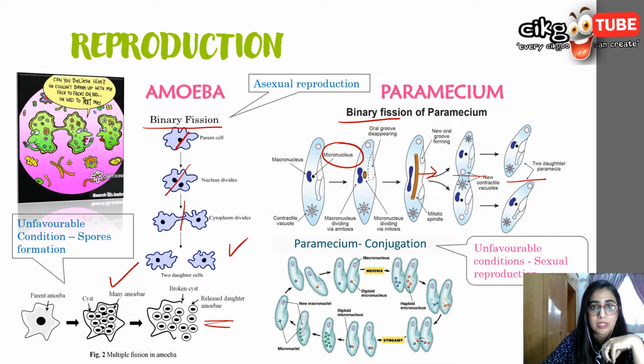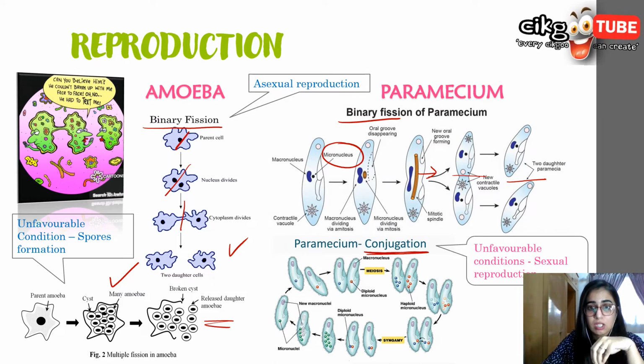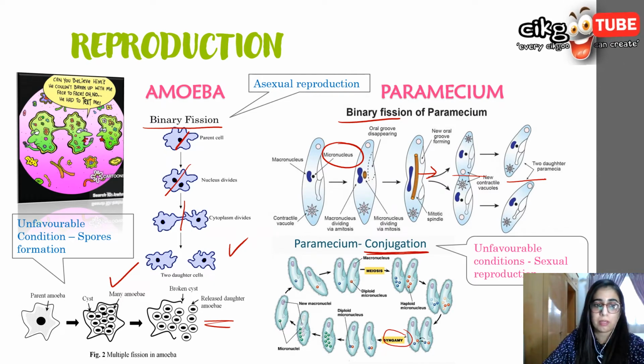For paramecium, they undergo sexual reproduction. The name of the sexual reproduction is conjugation, which occurs when the environmental condition is also not suitable. So this is the process of conjugation. Two paramecium will fuse together, undergo zygamy, and produce more paramecium. So asexual, if conditions are okay, is binary fission. If not okay, then amoeba produces spores and paramecium undergoes conjugation, which is sexual reproduction.